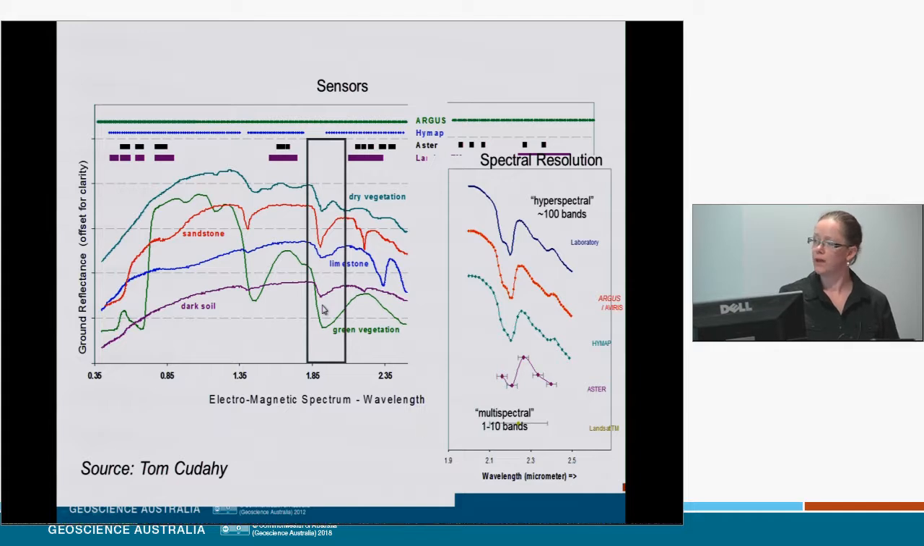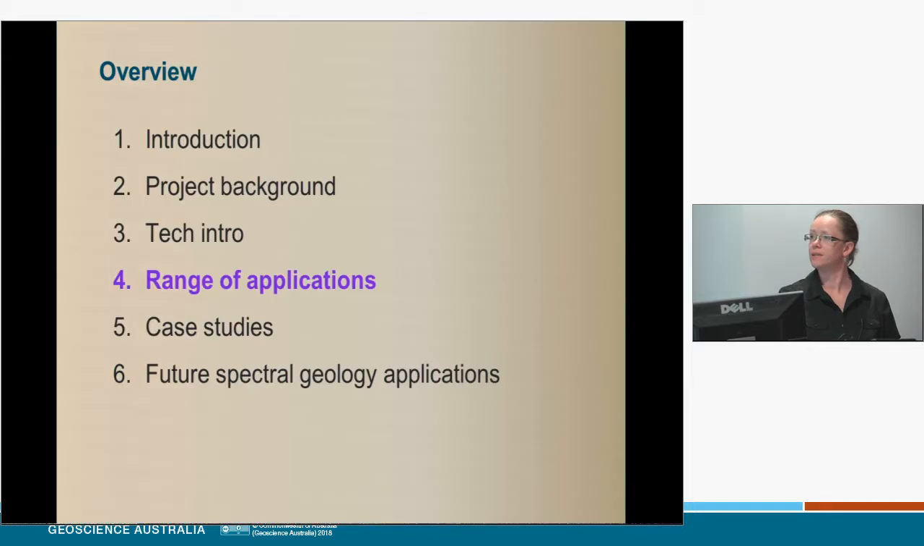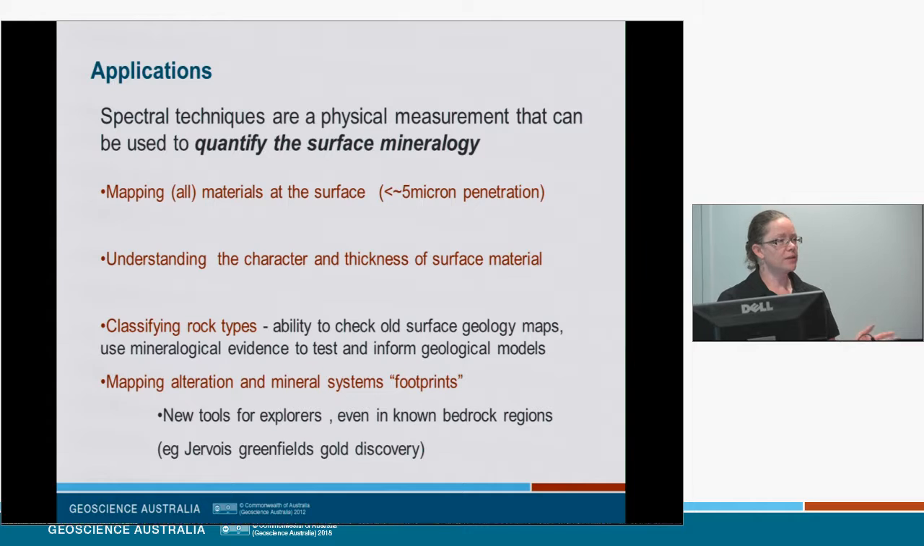You can see the problems you have in resolving some of this detail with just the one band you have in the Landsat. So there's a range of applications. As I've said, certainly a lot of applications in mining and exploration, but really this is a spectral technique that can quantify the surface mineralogy. So you're mapping all the materials at the surface. Sometimes, unfortunately, that includes vegetation. The environmental mappers don't mind that too much. They, in fact, like that information.